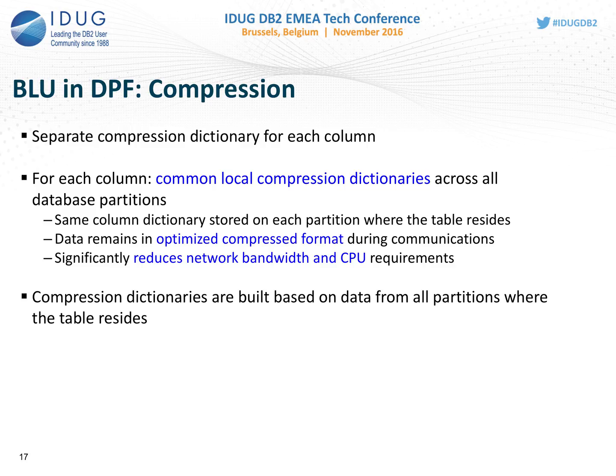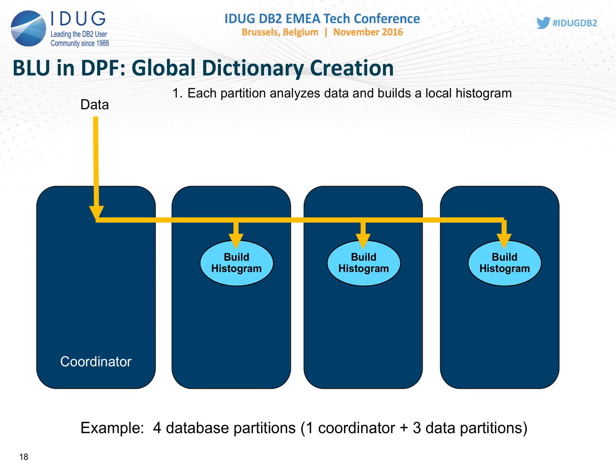So keeping the data compressed across partitions is very important. So how does it work if you have defined a new table and you start pushing data into your new table? Well, let's say the table is distributed across these partitions here. Then each of the partitions participate in analyzing the data to build histograms, etc., to get the information that we need internally to build a compression dictionary.